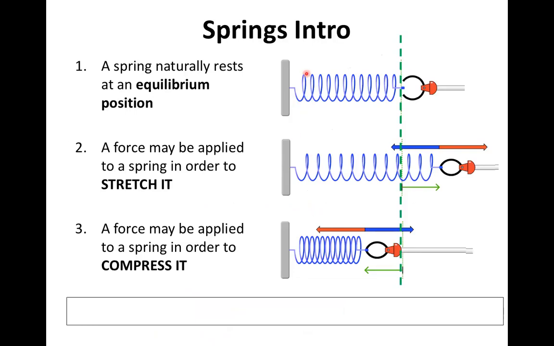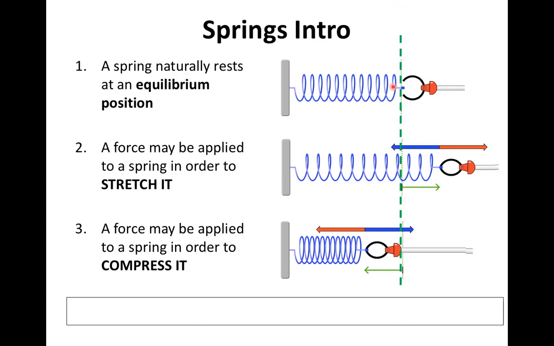So here we have a spring that's secured to the wall, and we're about to touch the spring. But before any force is applied, the spring naturally rests at what we call an equilibrium position. So the end of the spring we call the equilibrium position, and this dotted line is the equilibrium position for this spring.